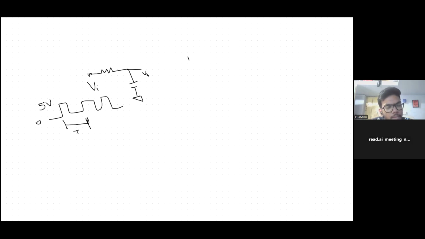First one is T is very, very greater than tau. Second one is T is very, very less than tau. Can you quickly draw the waveform? Like V output voltage for two cases.